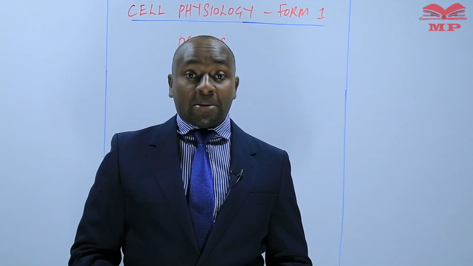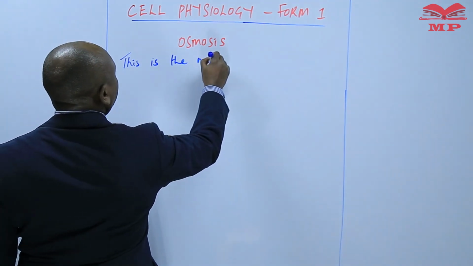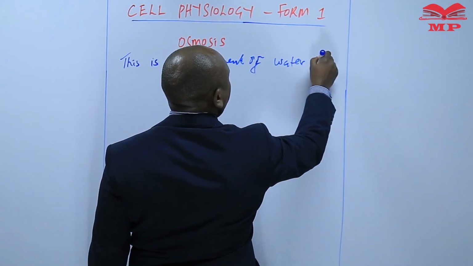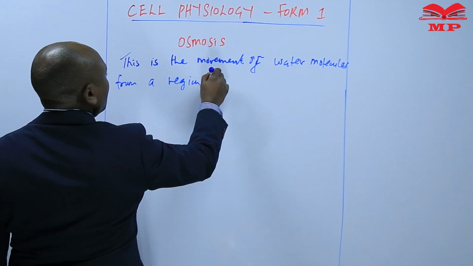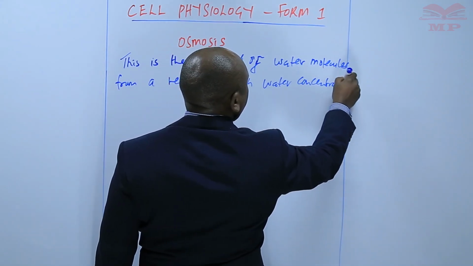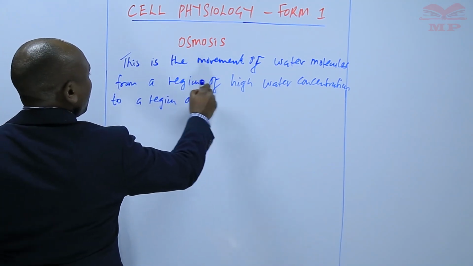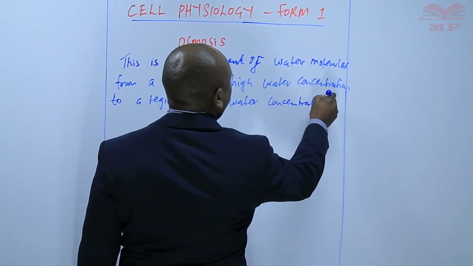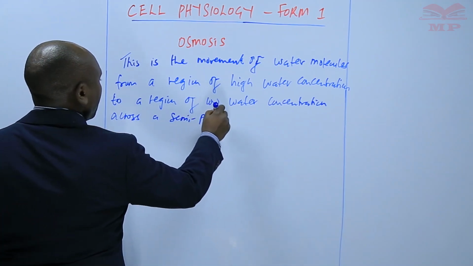across a semi-permeable membrane. So you can say that this is the movement of water molecules specifically from a region of high water concentration to a region of low water concentration across a semi-permeable membrane.